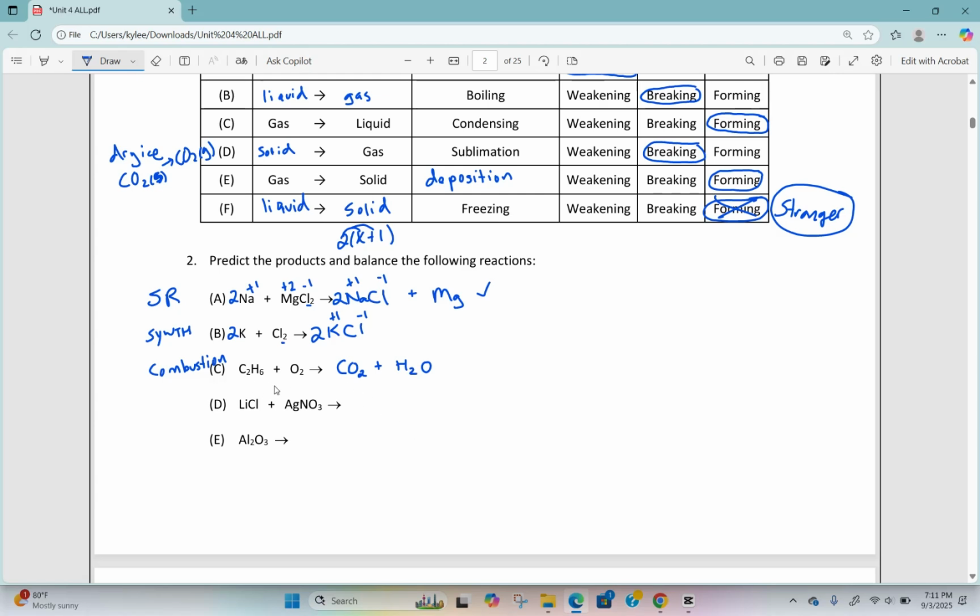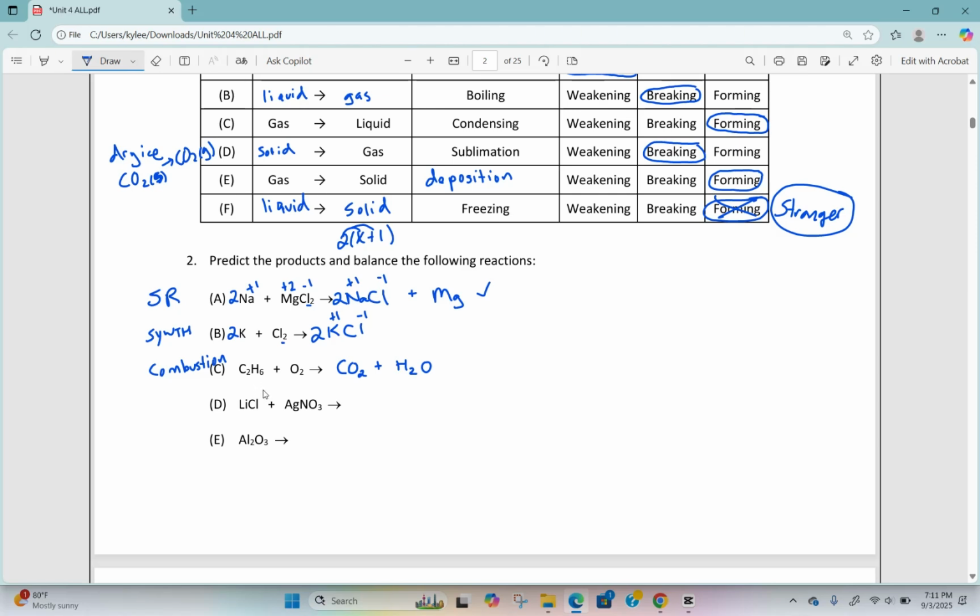A lot of students get this one confused with a single replacement, and I get it because it looks like initially you have a compound here with a single. And so you might be thinking, this is my homewrecker. However, we just have to be super aware that when we see carbon and hydrogen reacting with oxygen, that is not our homewrecker reaction. That is, in fact, a combustion reaction.